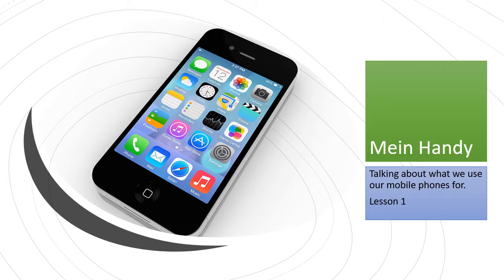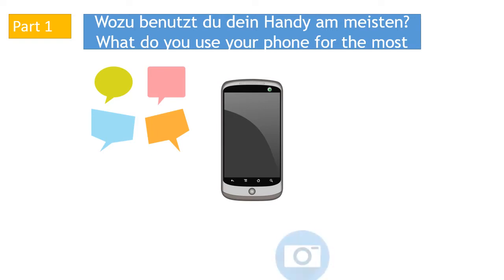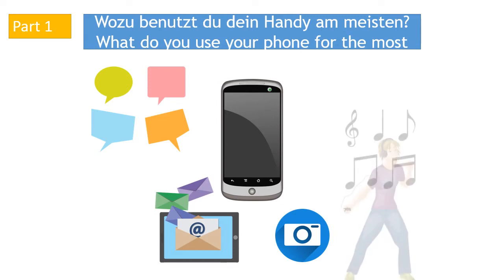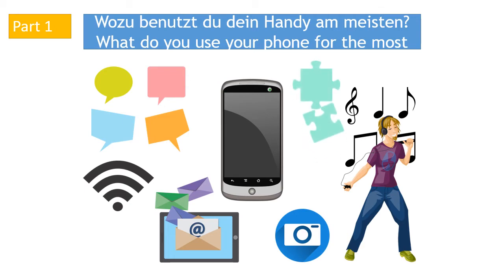This week's lessons focus on Mein Handy, which is talking about our mobile phones. This first part is going to be talking about what we use our mobile phones for. So this is lesson 1. The question on our first part is, Wozu benutzt du dein Handy am meisten? What do you use your phone for the most? We've got lots of different things that we could use it for, so we're going to learn some vocabulary and see how often we use it for which feature.